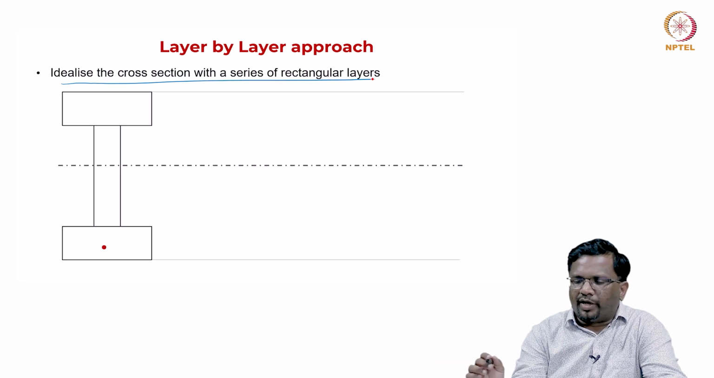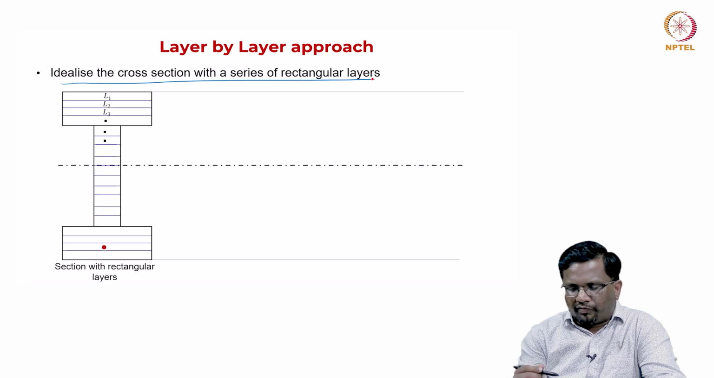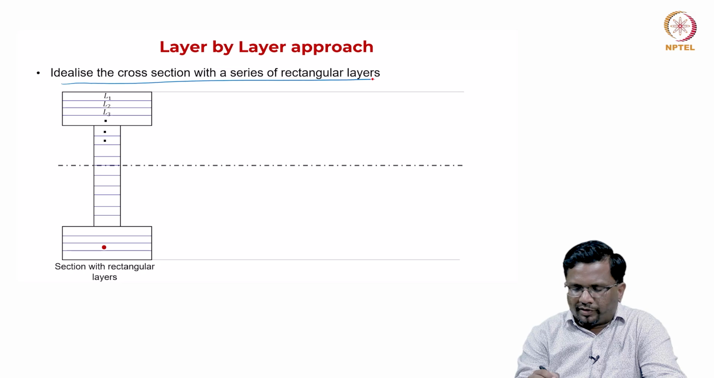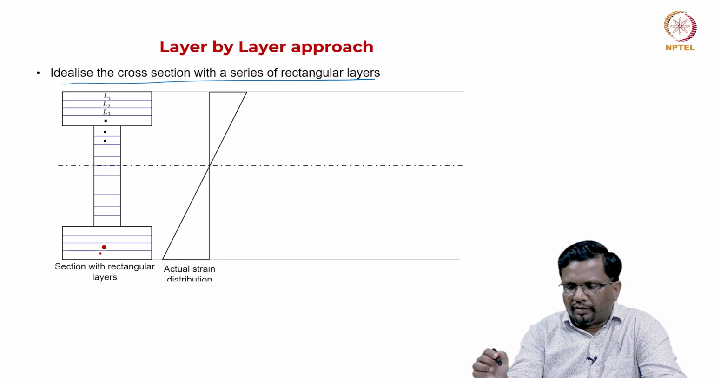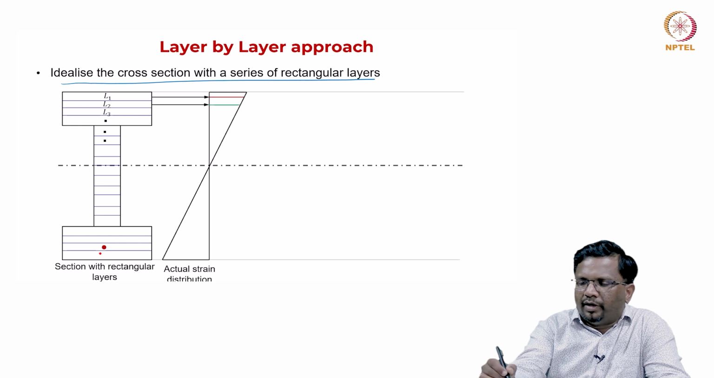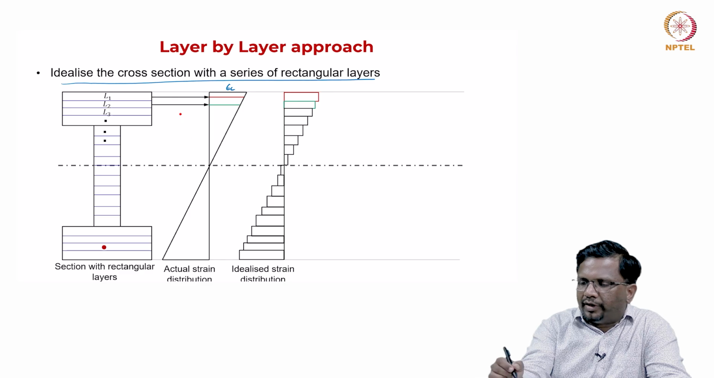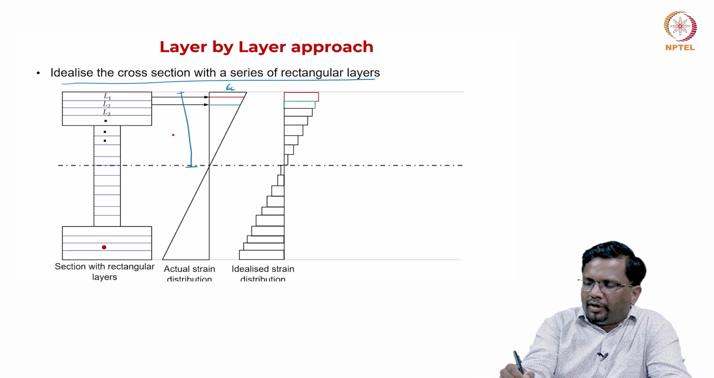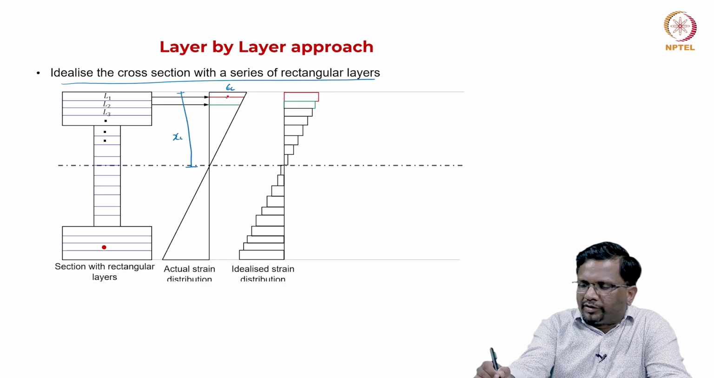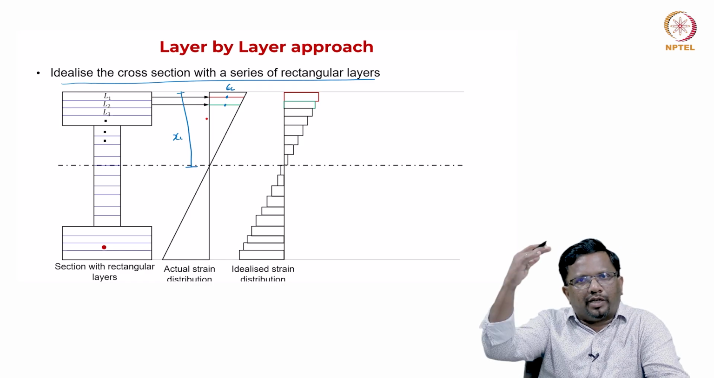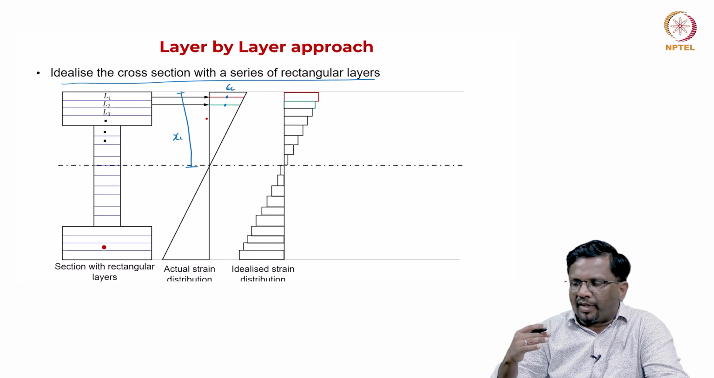What we do is we divide the cross section like this. For example, an I section, we divide it into a number of layers, and we know the thickness of the layers. So we know the centroid of each layer. For example, you see here, and then for any strain distribution that we assume, like what we have done, once epsilon c is fixed, once x is fixed, then at the centroid of each layer, using similar triangles, I can calculate the strain distribution in each layer.